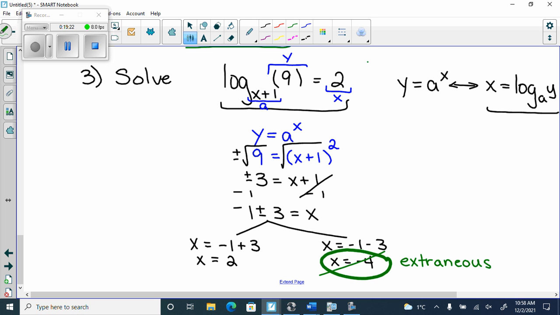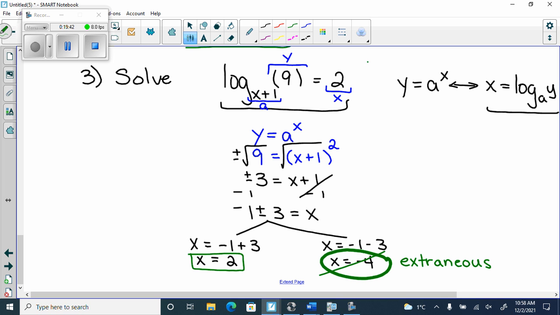What you need to know is when you plug it in, if I get a negative in the base or a negative beside my log, it doesn't work. The number in my base has to be positive. Same with beside here. It has to be positive. And then the 2 would work.